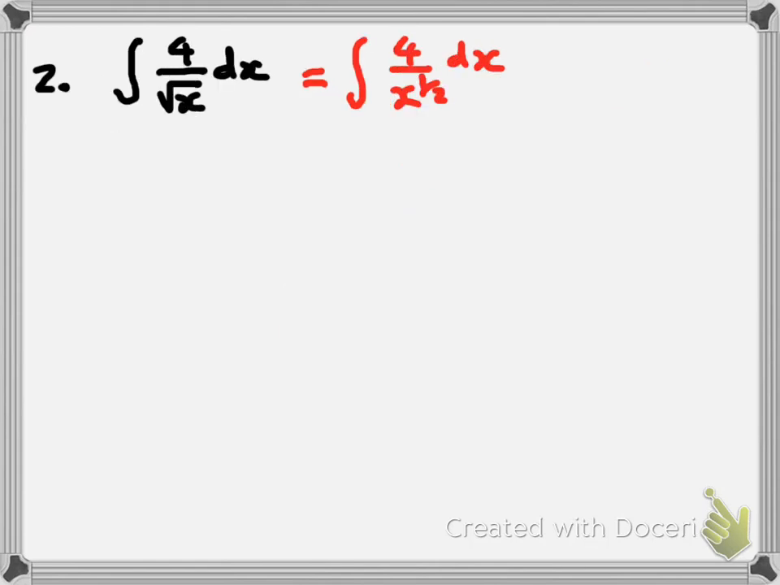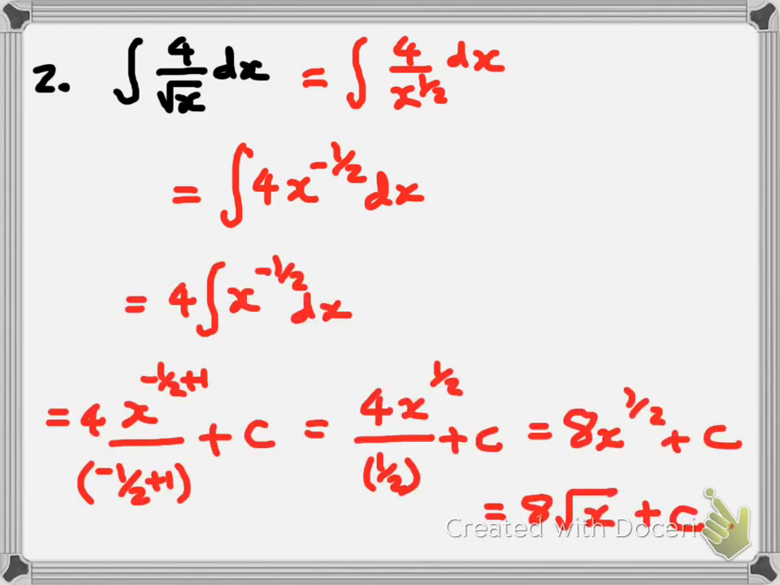For this one, you would have to rewrite the denominator, 4 over root x, as 4x to the power negative half dx. Once you do that, you will have 4 times the antiderivative of x to the power negative half dx. Then change the exponent. If you add 1 to negative half, you get 1/2, and you divide the result by 1/2, plus c, which will give you a final result of 8x to the power half plus c, which is just 8 root x plus the constant of integration, c.